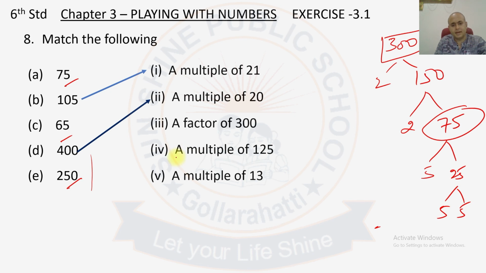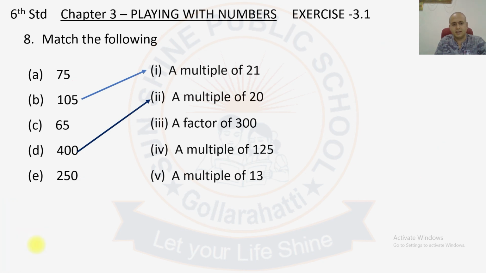If you don't know, you can write that and check the next number, that is a multiple of 125. So the multiple of 125 will give you the next one. I will write the multiples of 125 first. 125 ones are 125, 125 twos are 250. So 250 here I can match, that is a multiple of 125. 250 is a multiple of 125, and we can mark it.